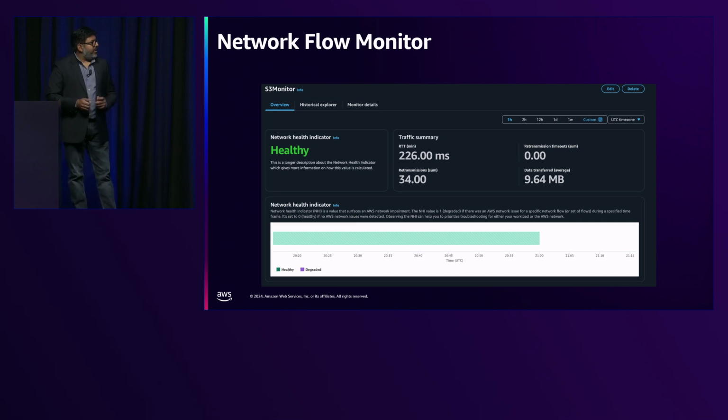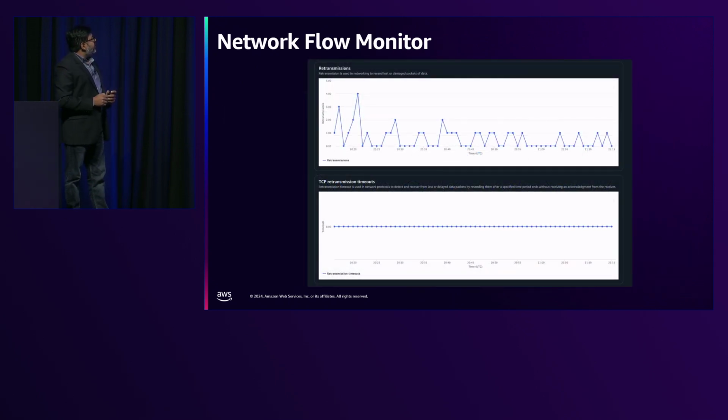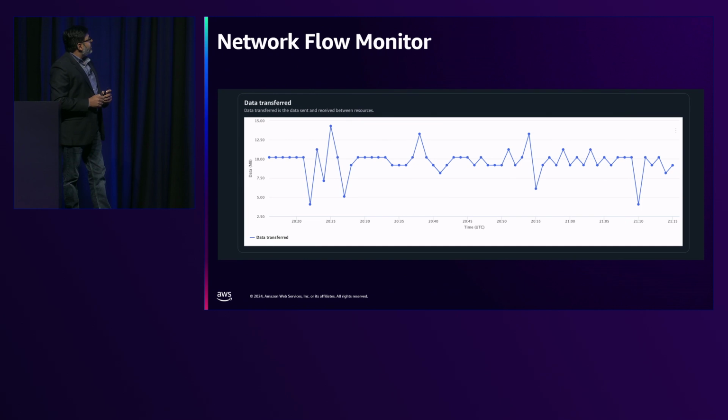In addition to that, you get the network traffic summary, where you see the round trip time your packets are taking, your retransmissions and whether any retransmission errors are happening, as well as how much data is transferred. These are a few of the graphs you will get on the same screen: the round trip time, retransmission and the data transferred.